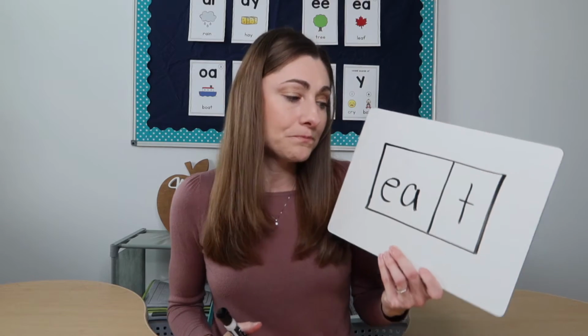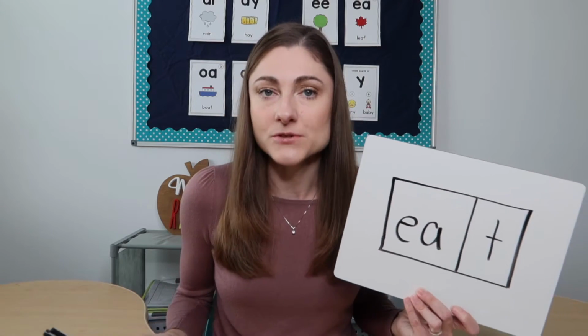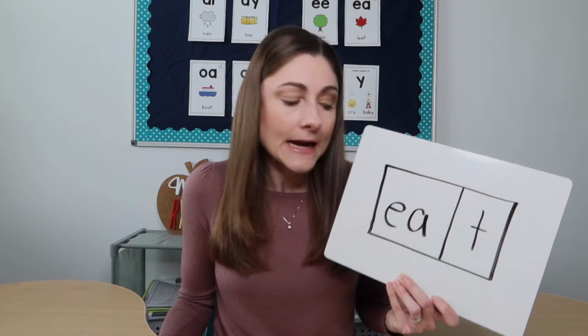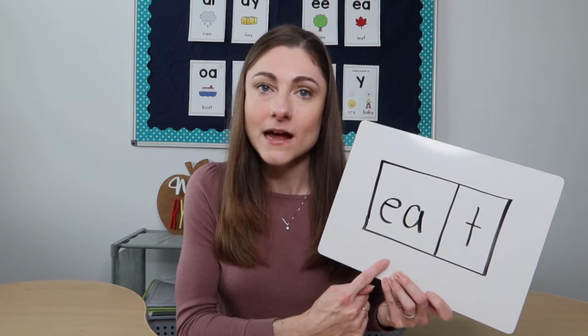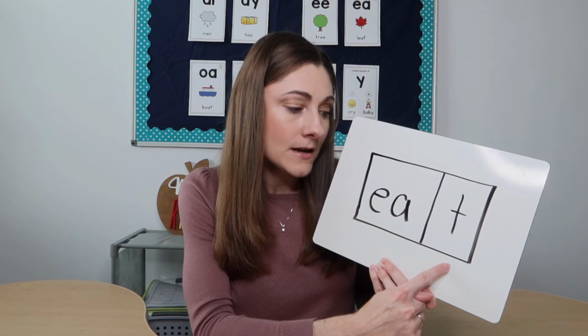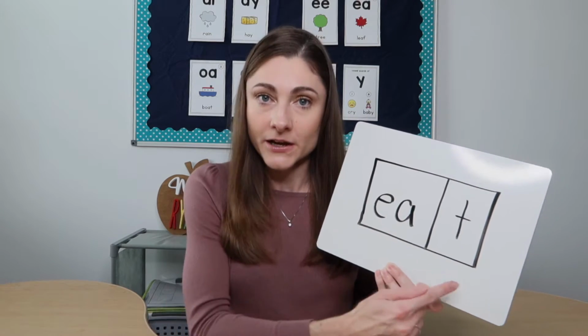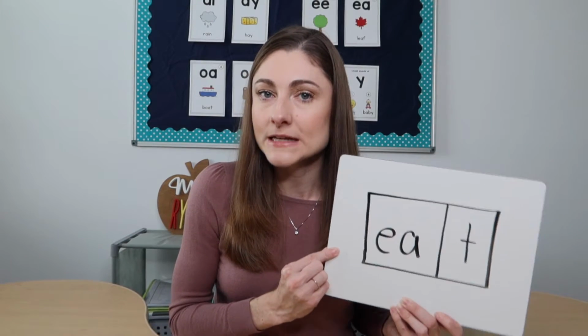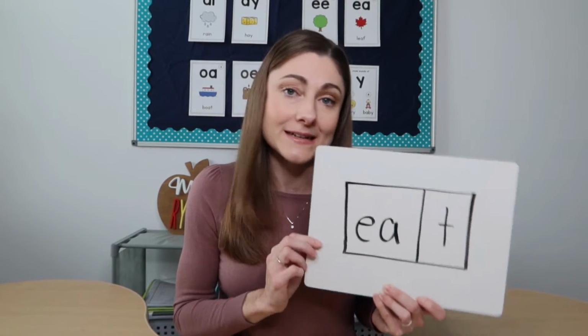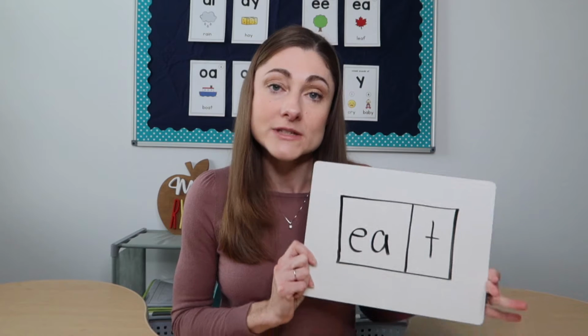So for example, I just recently mapped the word eat with a student, right? And I showed her how the E and the A work together to represent the E sound, and then how the T by itself is representing the T sound. So together we get eat. Now, this is a regularly spelled word, but I just wanted to use this example because this is a real example from my own teaching.